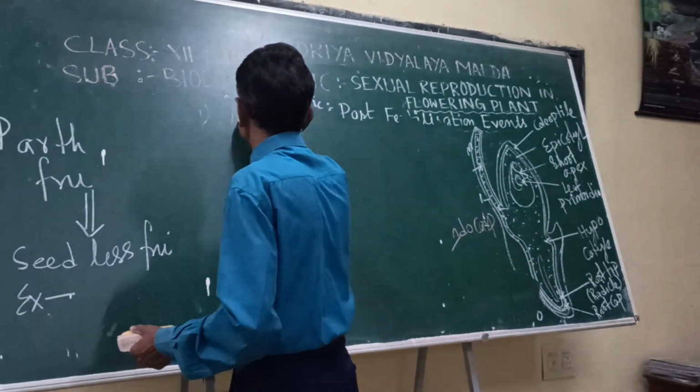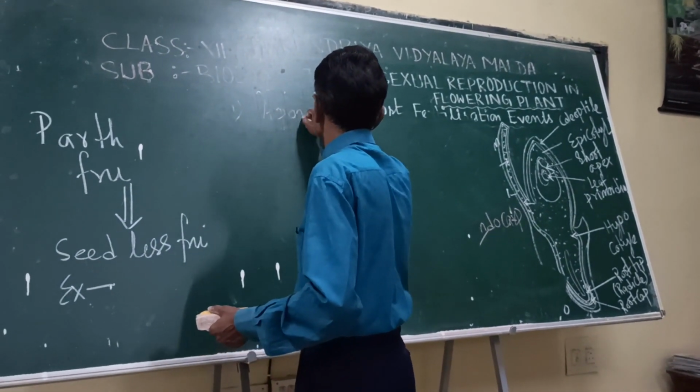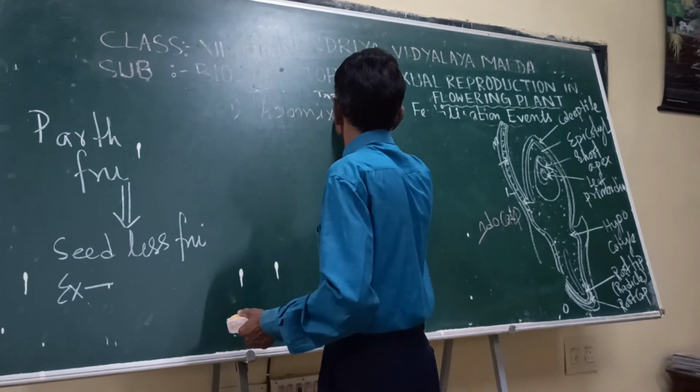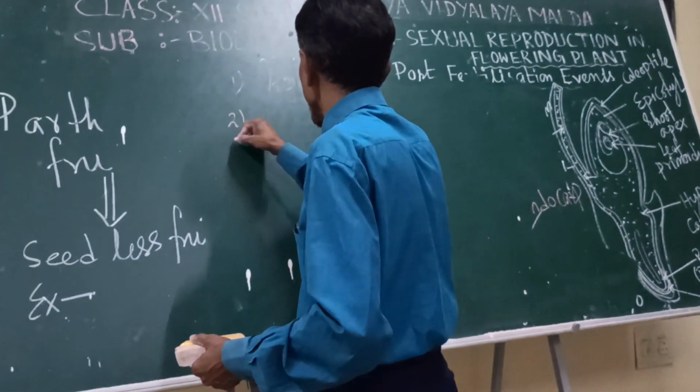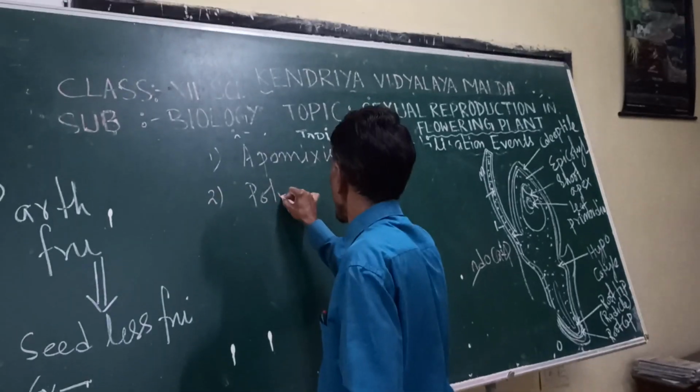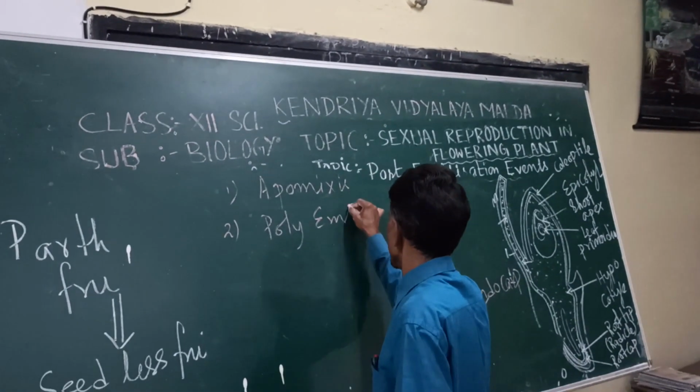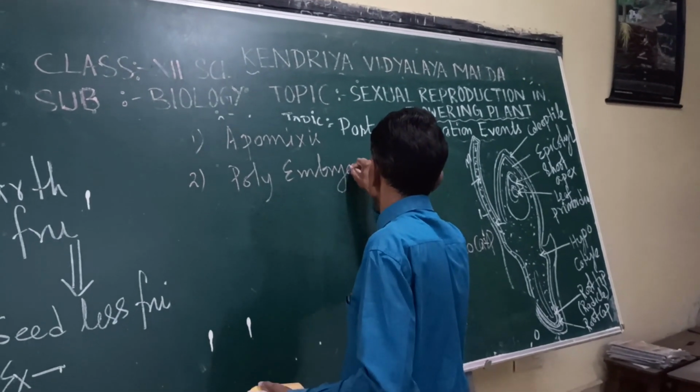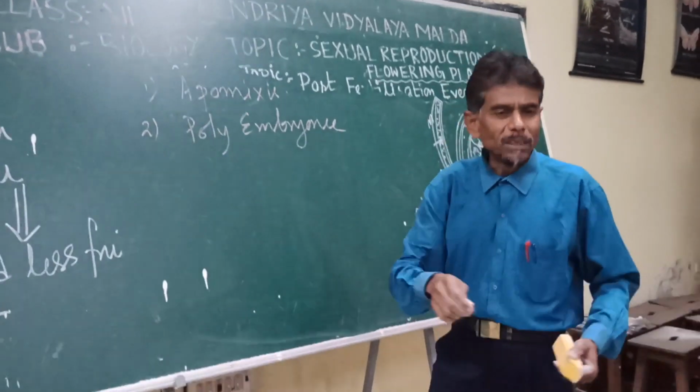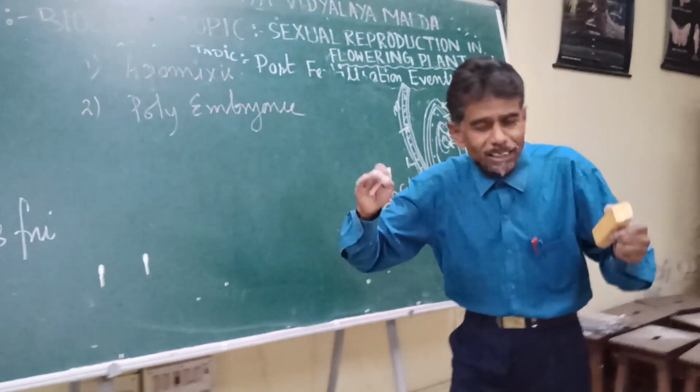Number one, apomixis, and number two, polyembryony. What is apomixis? Apomixis is a condition.